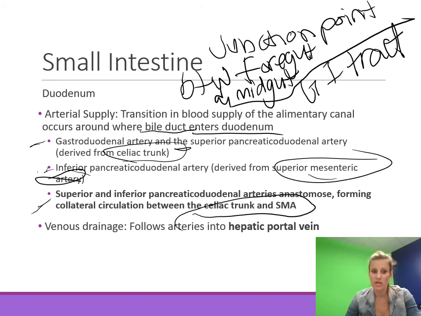Venous drainage from the duodenum follows the same arteries, and eventually goes into the hepatic portal vein.